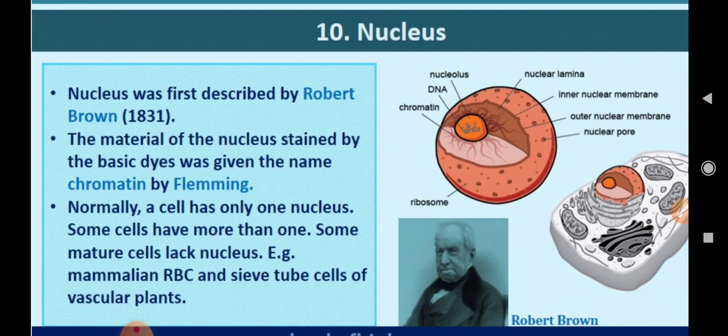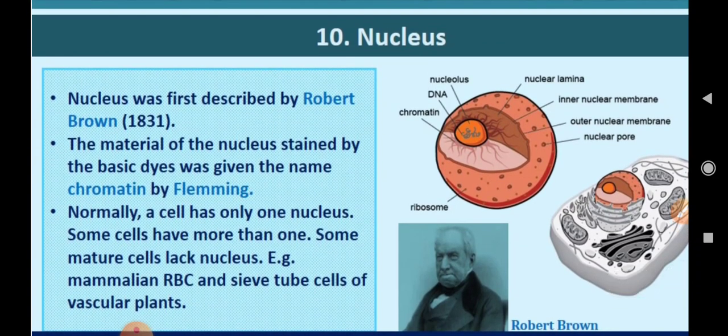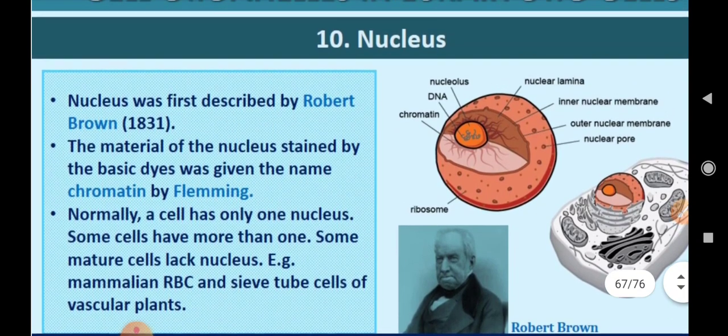You know that normally every cell contains a single nucleus, but sometimes they may have more than one nucleus. And sometimes there are cells which, when they are not mature, do not have a nucleus, but still perform all the functions. So it differs from cell to cell.